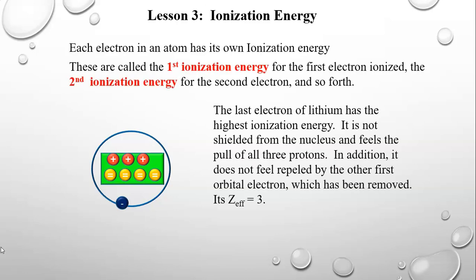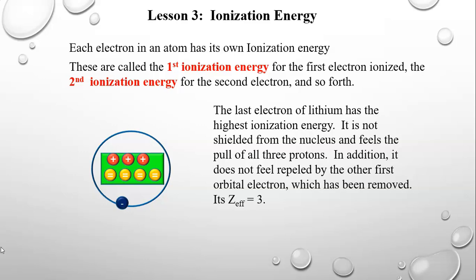The last electron of lithium has the highest ionization energy. It is not shielded from the nucleus and feels the pull of all three protons. In addition, it does not feel repelled by the other first orbital electron, which has been removed. So it has a Z effective of 3. That's the same as the other first orbital electron, but it doesn't feel any repulsion. It's not being pushed away by another electron. So it is the most difficult electron to remove from lithium.